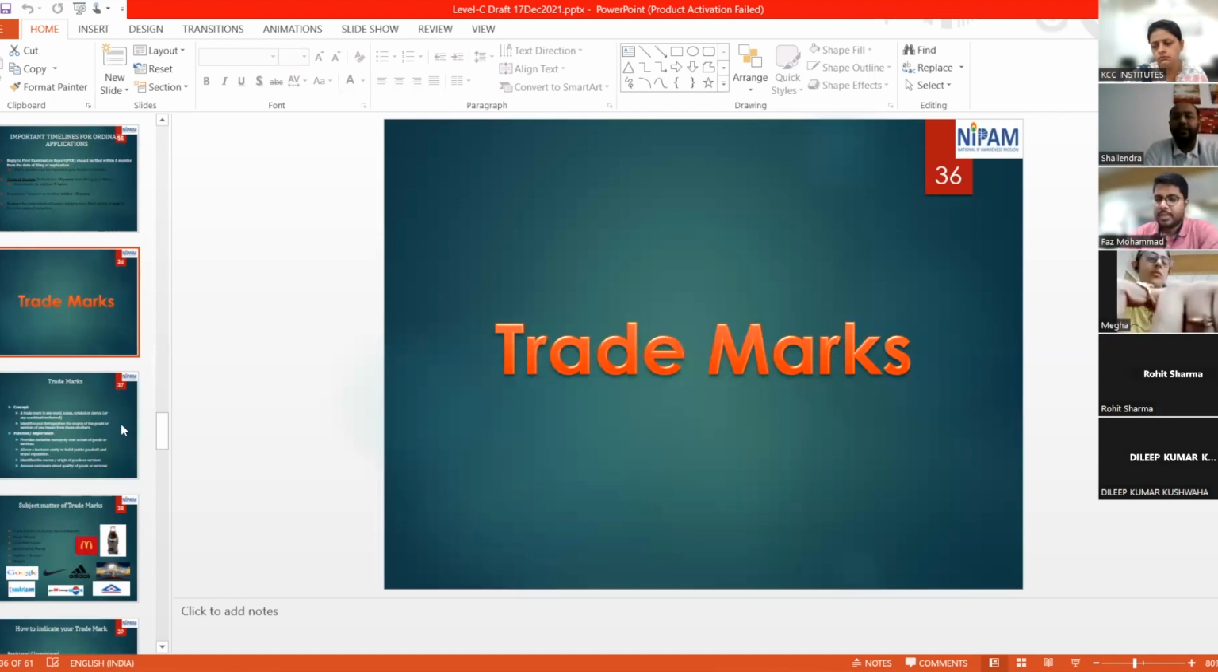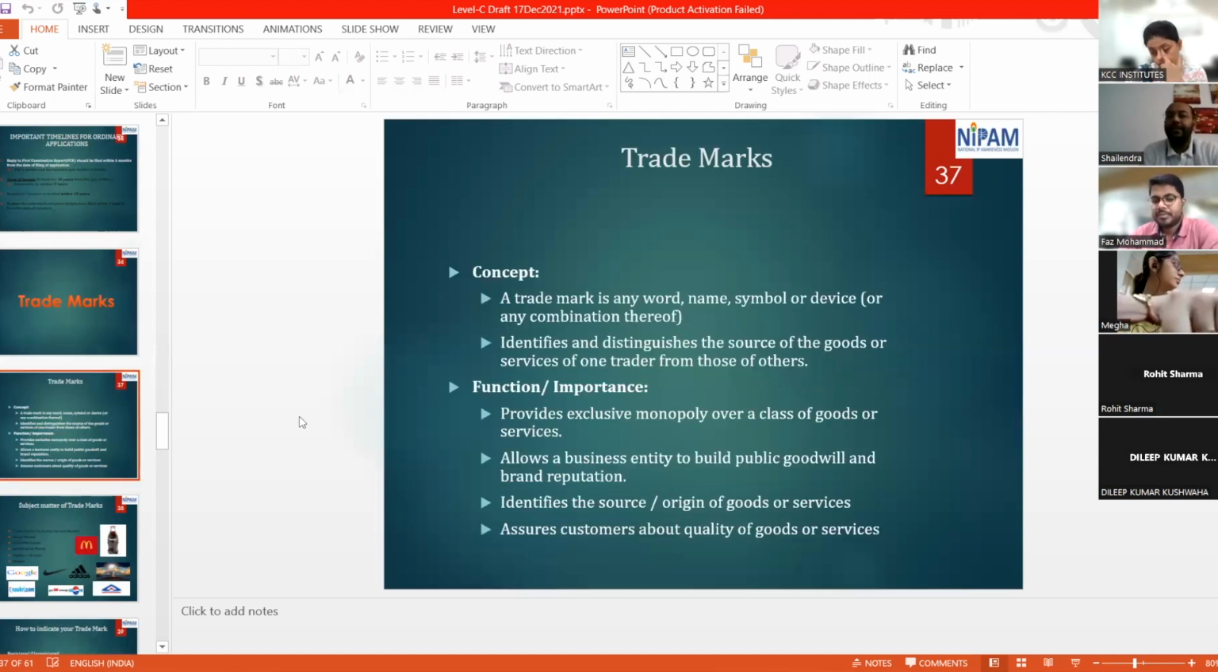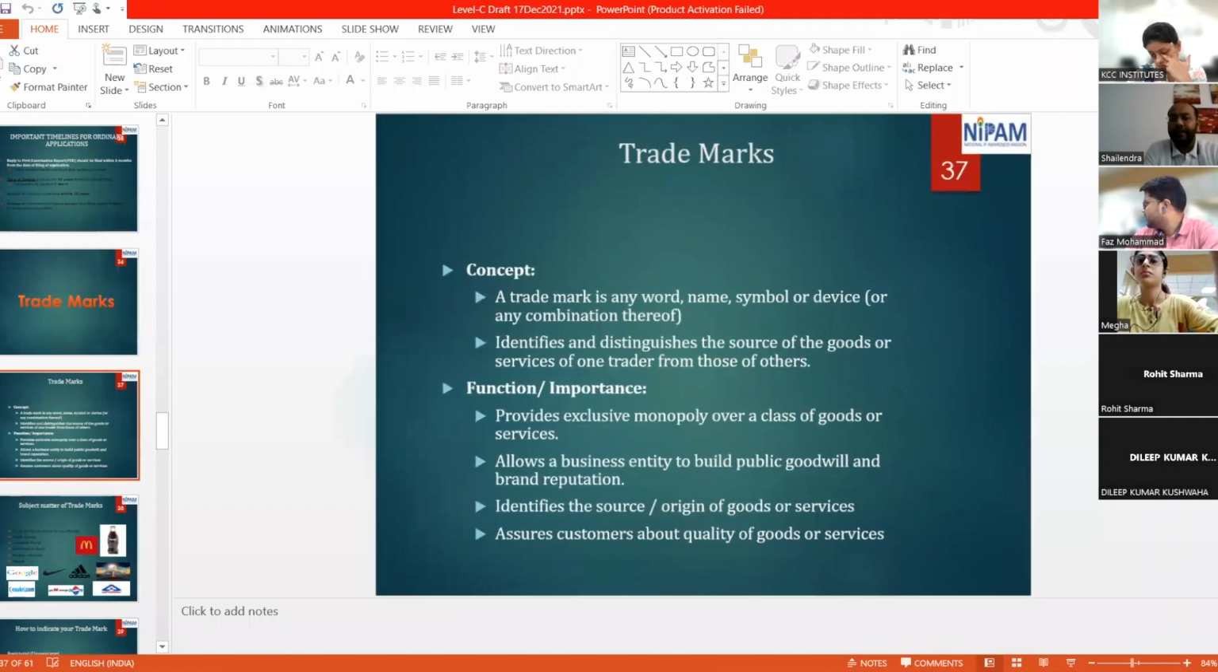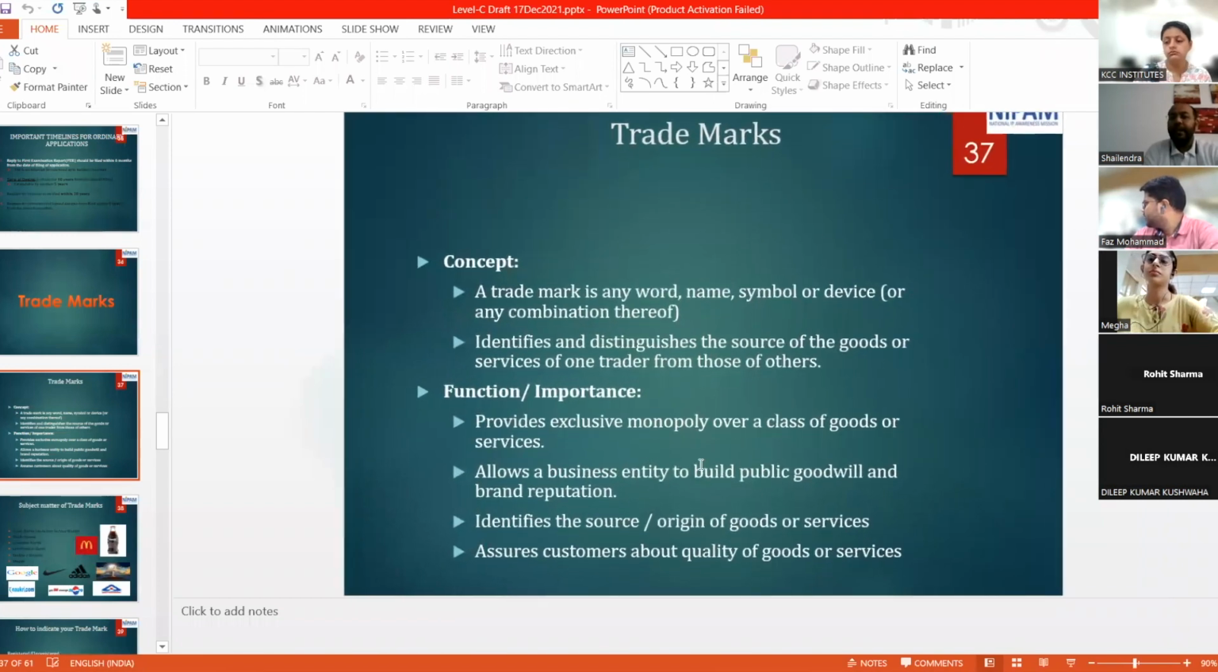So what is actually a trademark? Trademark means any word, name, symbol, or maybe combination of these, all these things, which identifies and distinguishes the source of goods and service providers from that of others. So that is a very important aspect for any business.